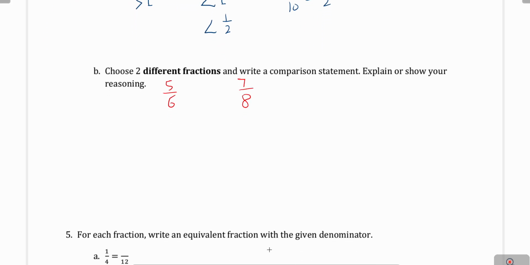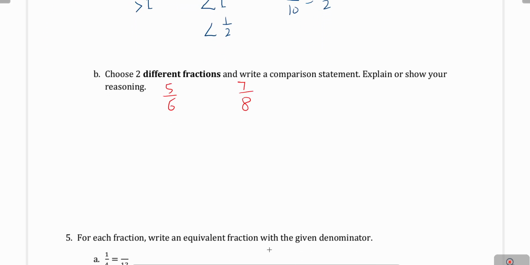Let's see which fraction is greater. So I can say it to myself. There's two ways to look at this. You can either use benchmarks or you can use equivalent fractions. I would say that 5/6 is less than 7/8. Let's see why. Okay, so I'm going to use benchmarks.